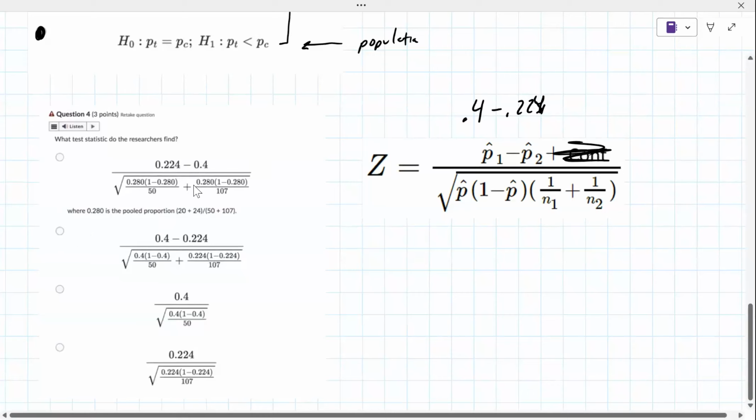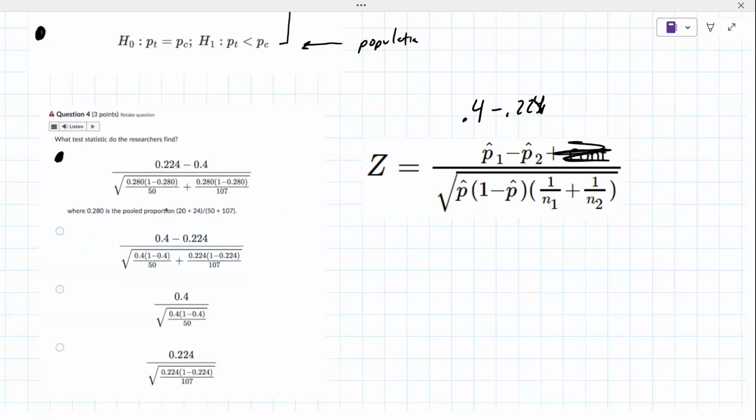They call it a pooled proportion, which is what we're doing in this problem. This p hat really is the adding up of 20 plus 24 over 50 plus 107, which ends up equaling 0.280. So it does end up being A. Yes.